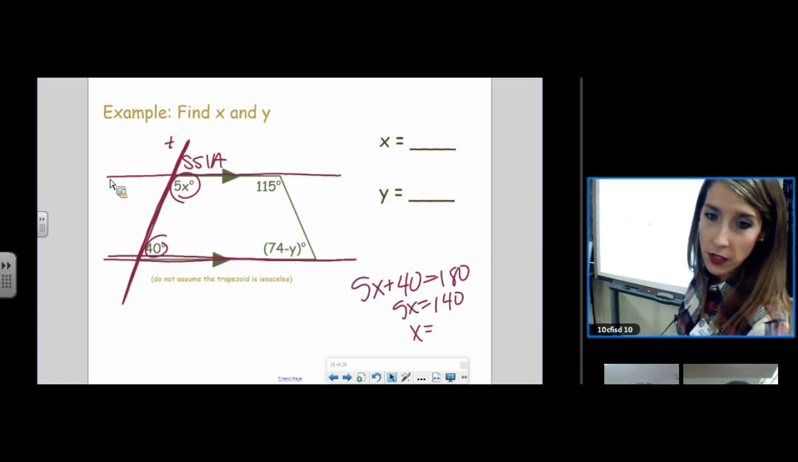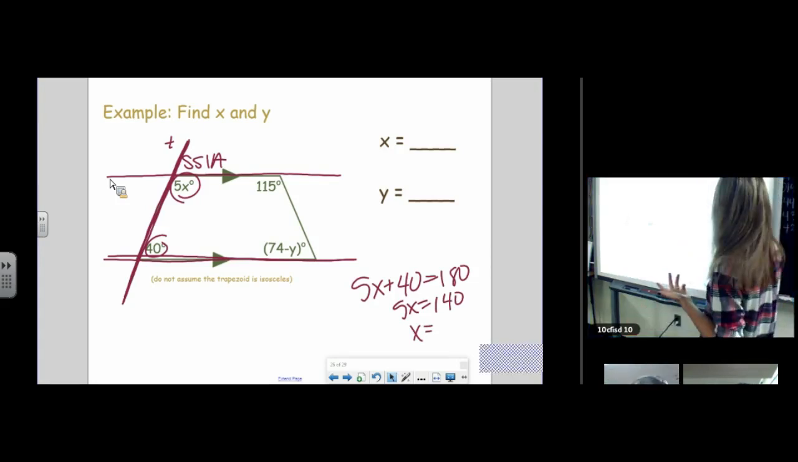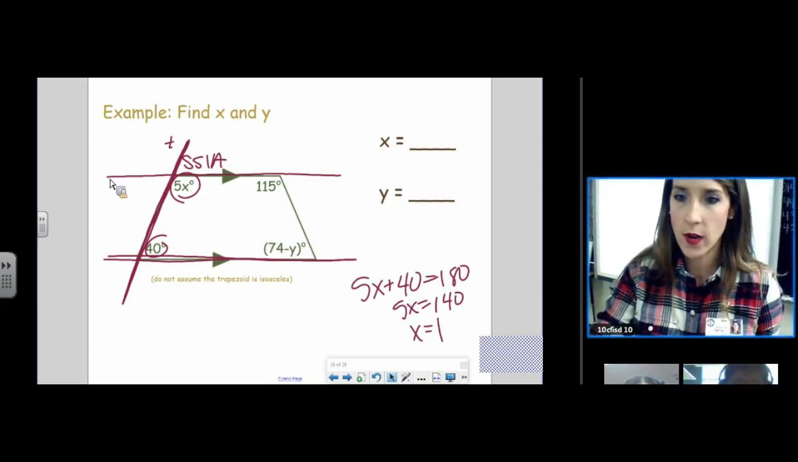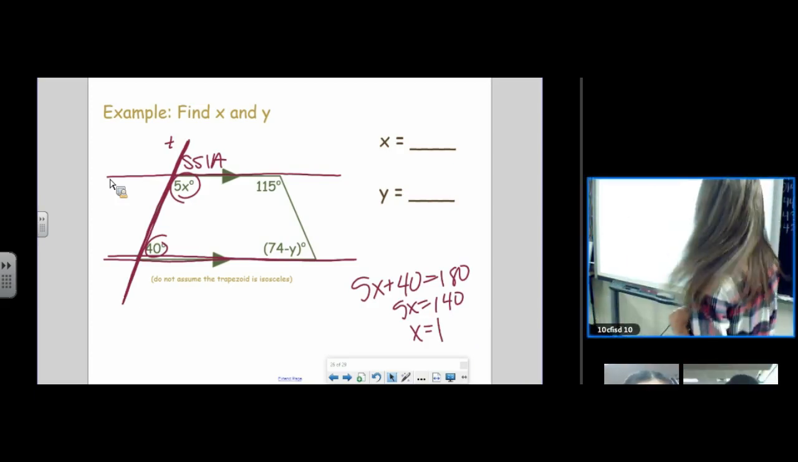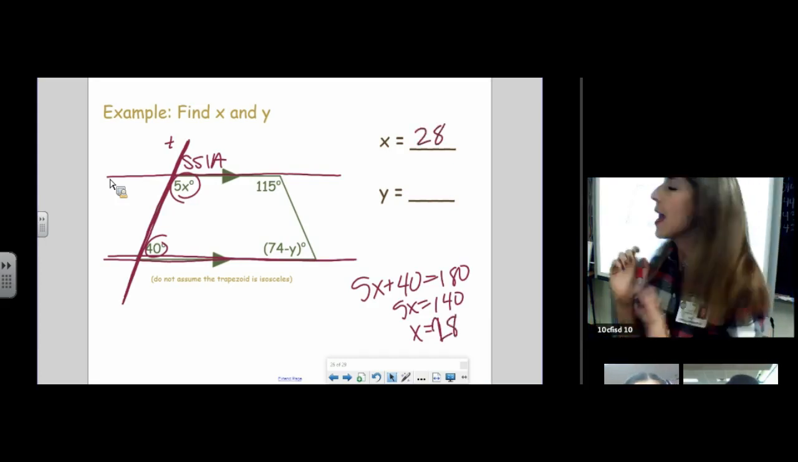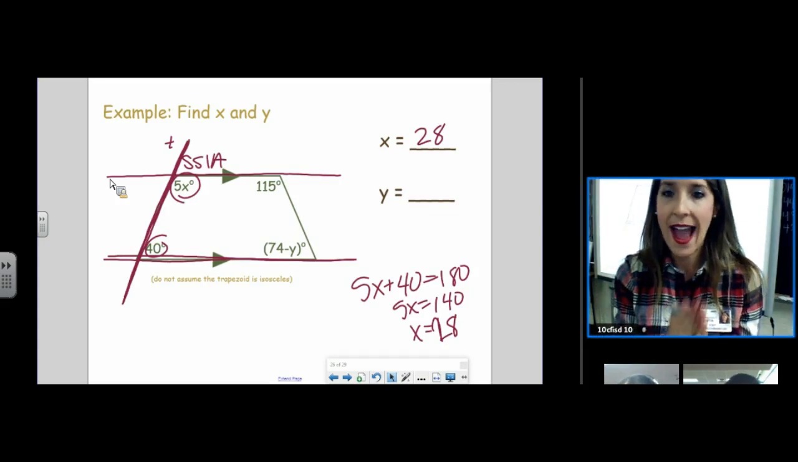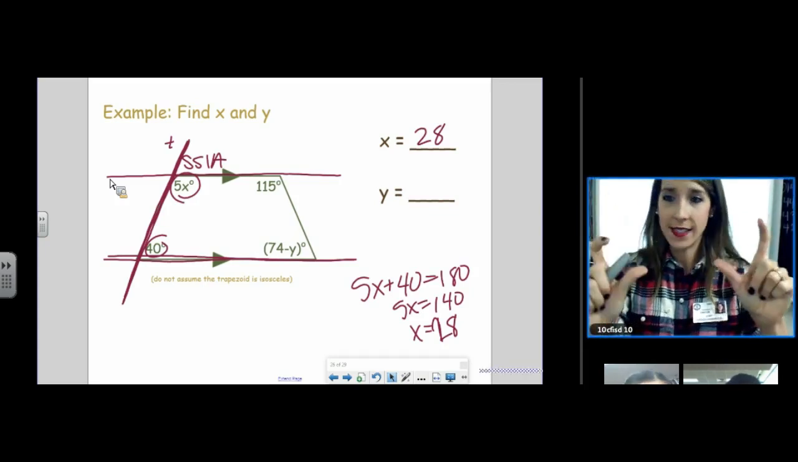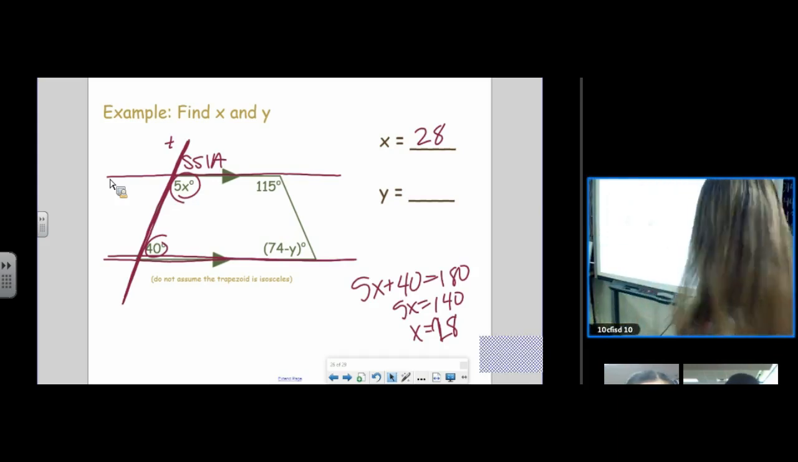So X equals 18? Or was it equal? No, 28. X equals 28. Those two angles that I circled actually have nothing to do with the other two. You don't use the 5x and the 115 together. They have nothing to do with each other.